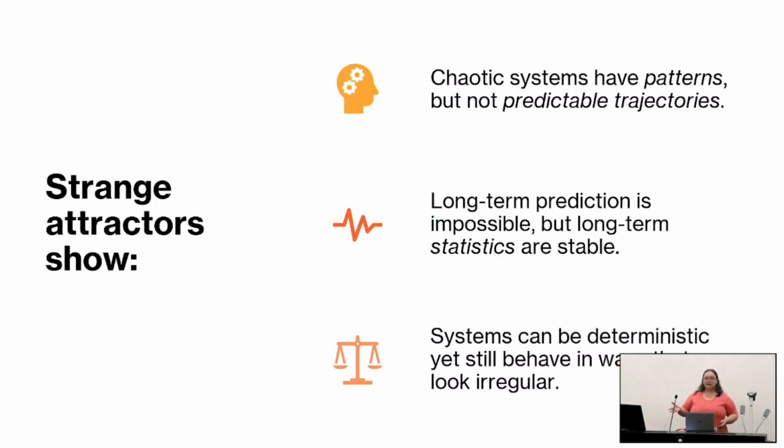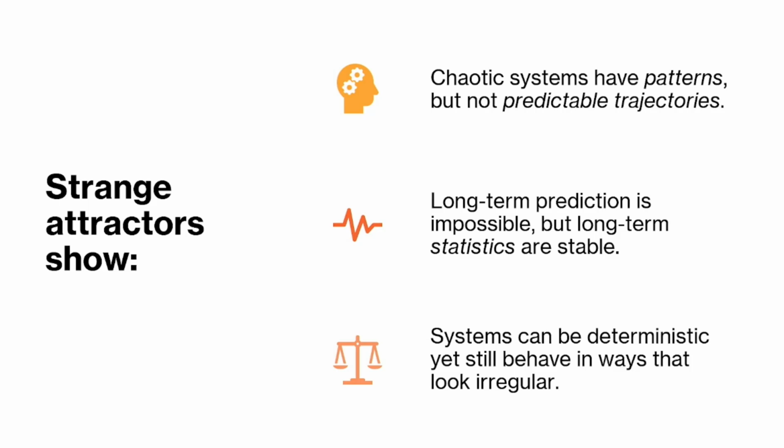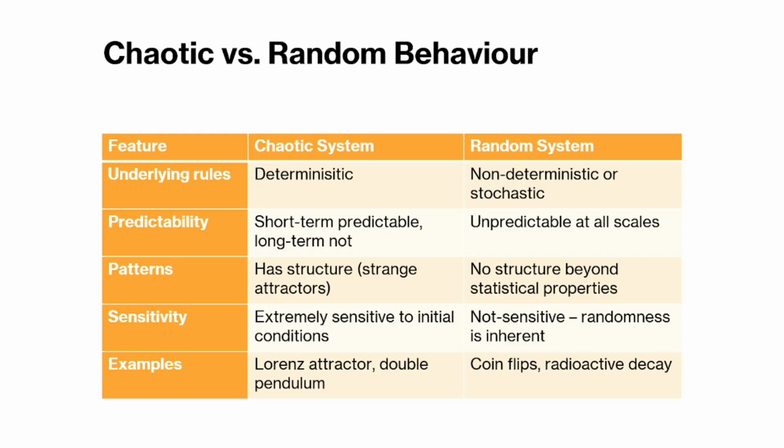Chaotic systems have patterns, not just predictable trajectories. You can't get long-term predictions, but you can get statistics. And deterministic systems can look irregular, because that's normal in chaos. And yet, here's the critical distinction. Chaos is not randomness. Chaos is deterministic unpredictability, where randomness is non-deterministic unpredictability.